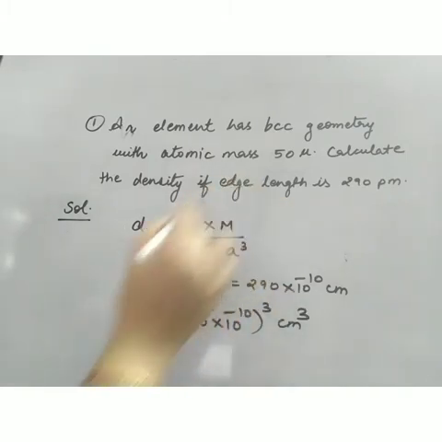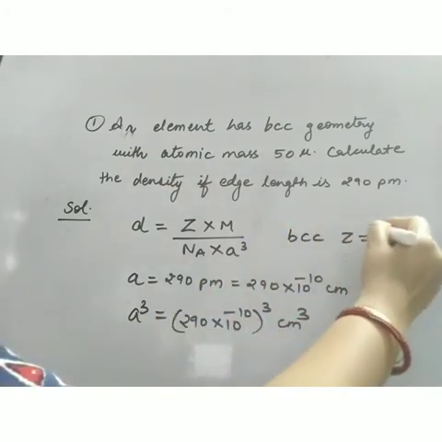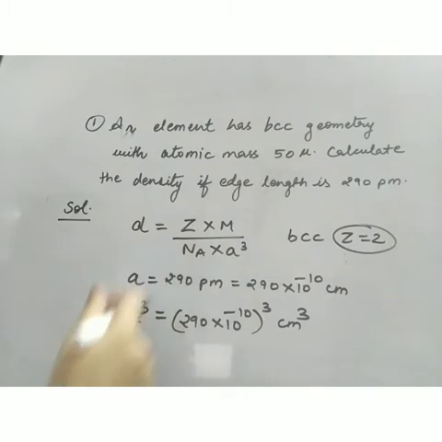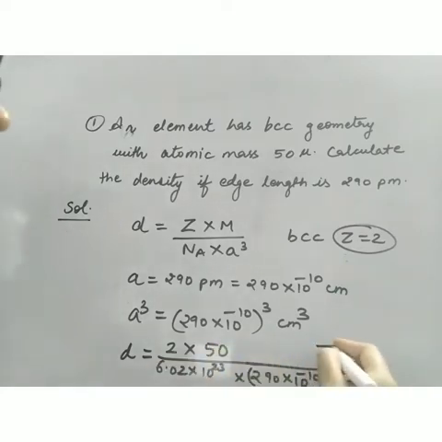Now atomic mass is 50 here. It is a BCC lattice, and for BCC Z is always 2. Avogadro constant we know the value, so we'll substitute the values here, and what will we get? D is equal to 2 into 50 divided by 6.02 into 10 to the power 23 multiplied by 290 into 10 to the power minus 10 whole cube. Now solve all the values, multiply, divide, and you will get the answer.